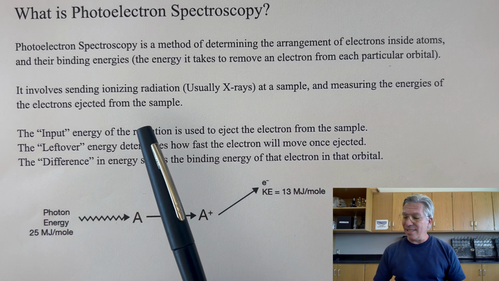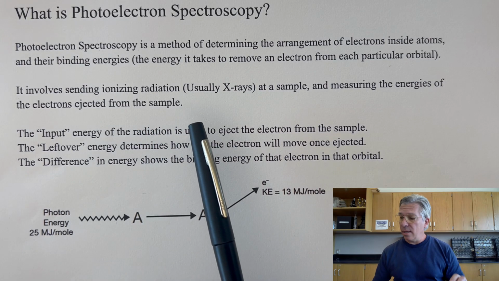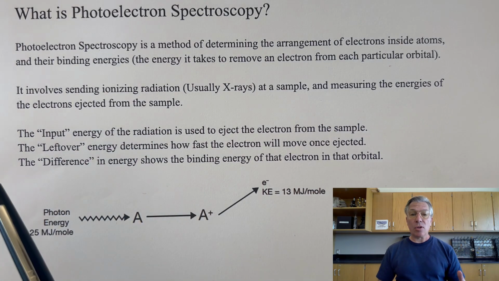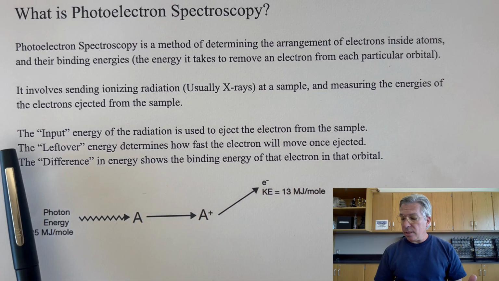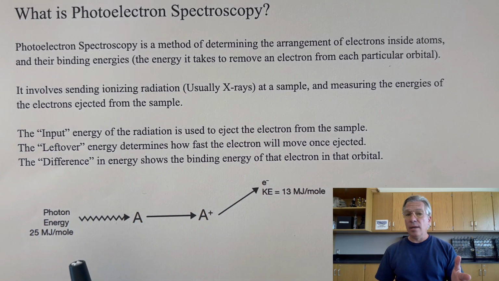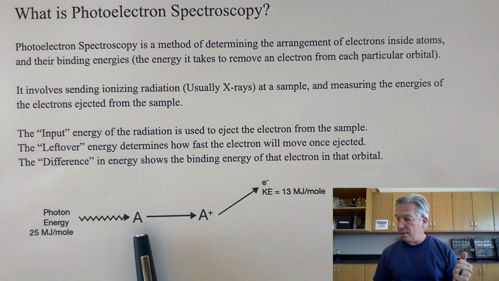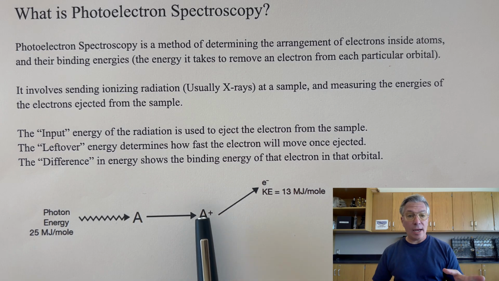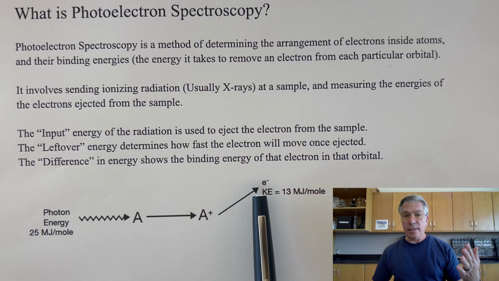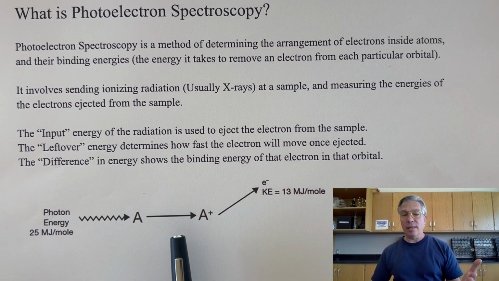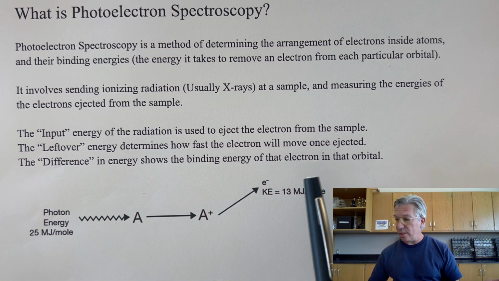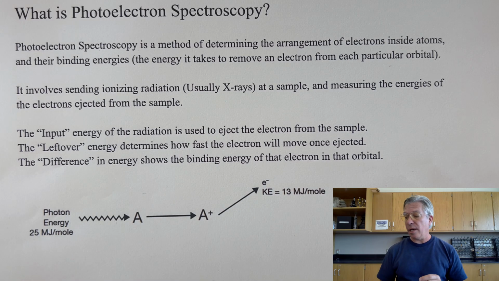It involves sending ionizing radiation, usually X-rays, at a sample and measuring the energies of the electrons ejected from the sample. We're making use of the law of conservation of energy here. And the way it works is the input energy is known. We're going to shoot a known set of energies at the sample. Then that energy ionizes the sample, or atoms in the sample, and shoots out electrons. That requires a certain amount of energy, and the electron gets the remainder. So the leftover energy determines how fast the electron will move once ejected, and the difference in energy shows the binding energy of that electron in that orbital.